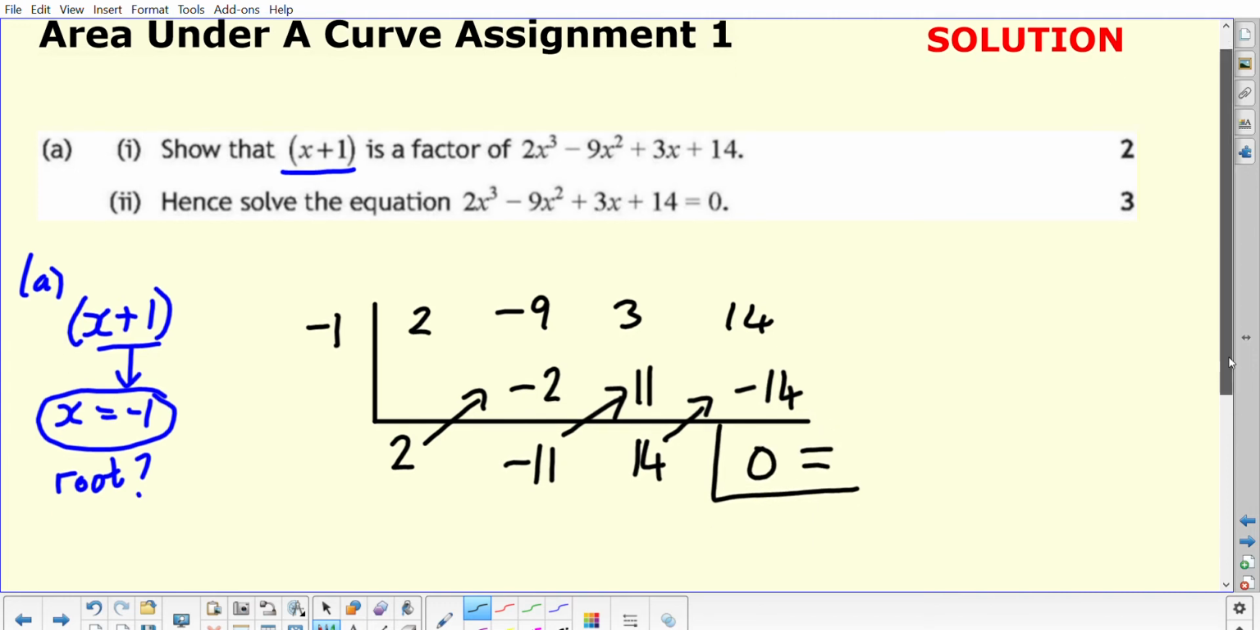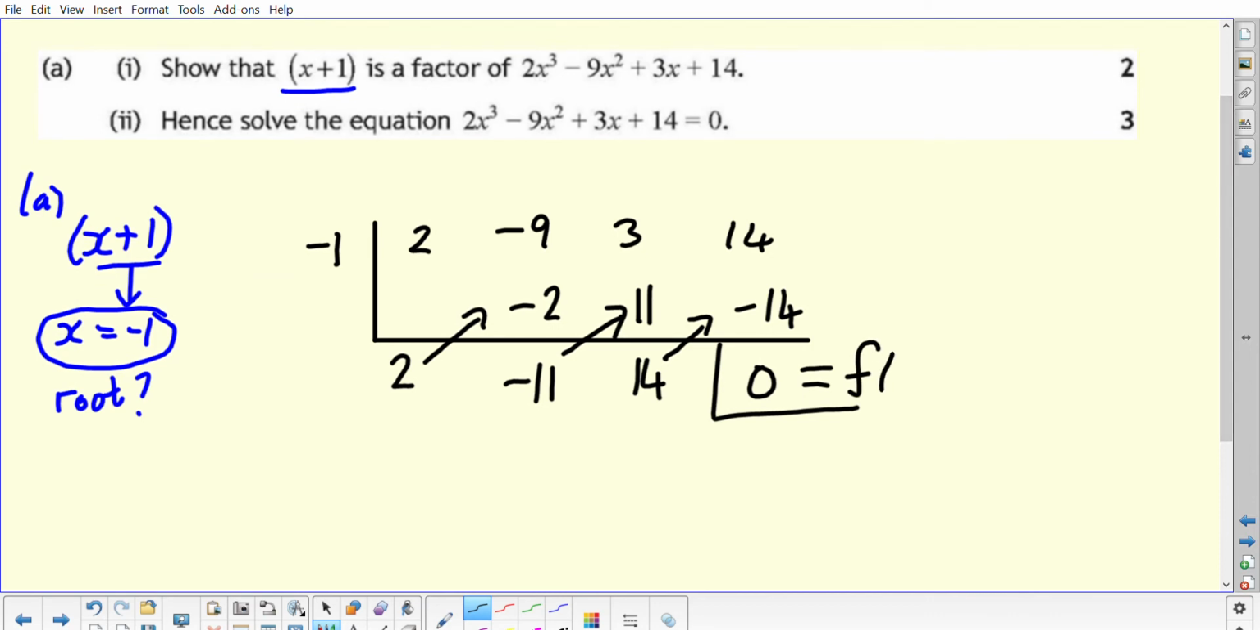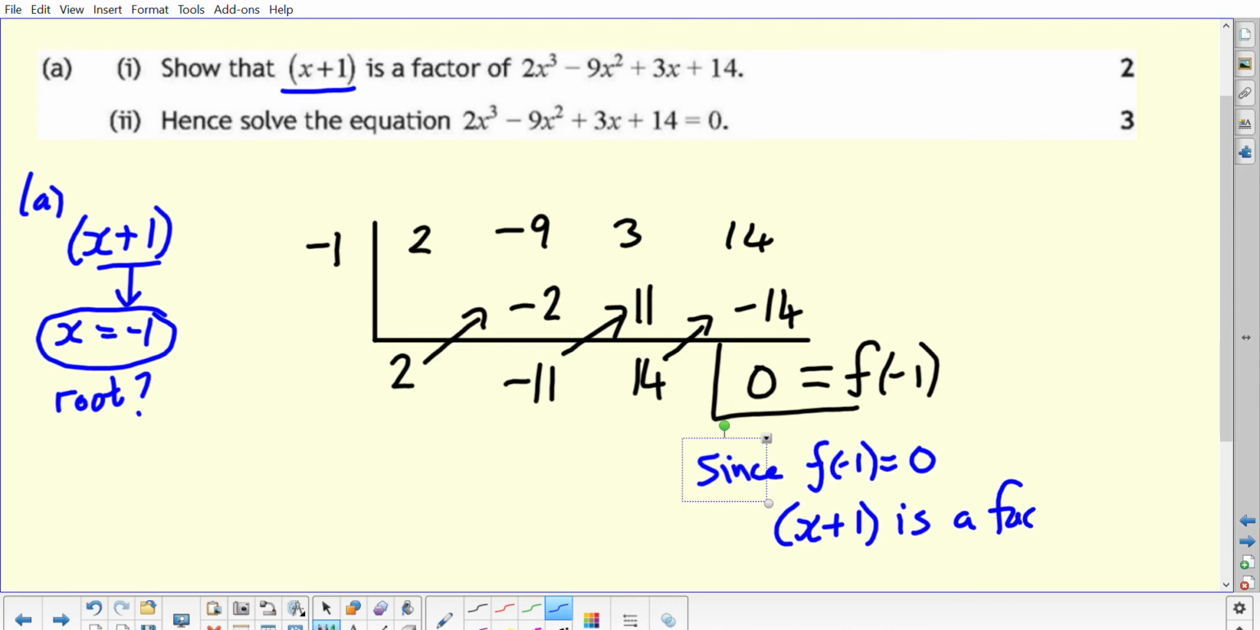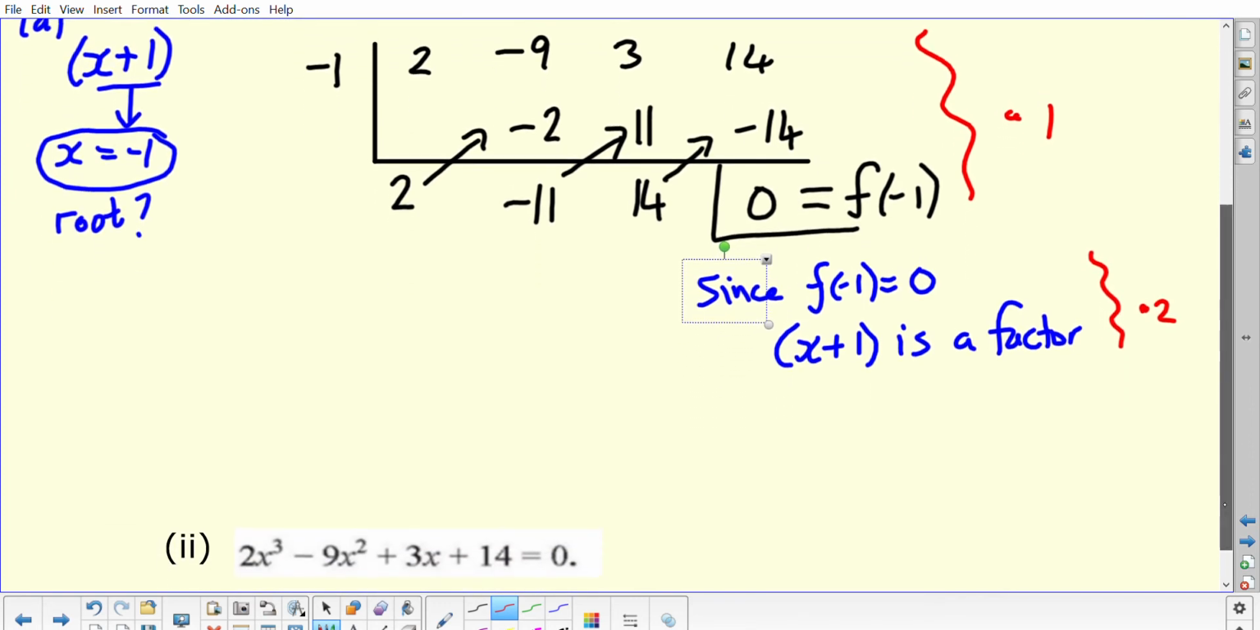You can either write here equals remainder, or you can say that's the function value at minus 1. But you then do need to make a statement that says since f of minus 1 equals 0, x plus 1 is a factor. So it is very important that you write that. That's one of the marks when you do this. There is a mark for the nested calculation, but then the second mark is for your statement. So that either has to be since f of minus 1 equals 0, or you could write since remainder equals 0, x plus 1 is a factor.